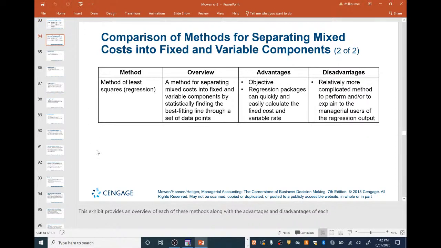Lastly, the method of least squares, the regression method. This is a method for separating mixed cost into fixed and variable components by statistically finding the best fitting line through a set of data points. The advantage of the regression method is that it's objective. The regression packages can quickly and easily calculate the fixed cost and variable rate. Some of the disadvantages of this method are that it's relatively more complicated to perform, and it's more difficult to explain to managerial users of the regression output. So even though it's the most accurate, the downfall is that it's a more complicated method to use and to explain to others how you actually got what you got.